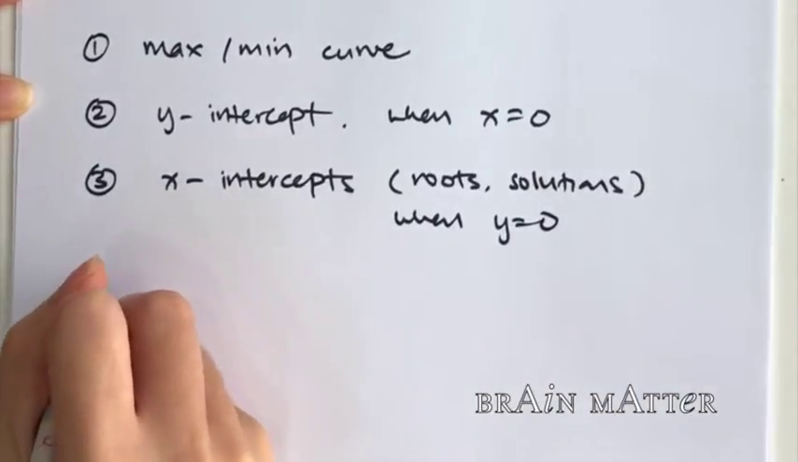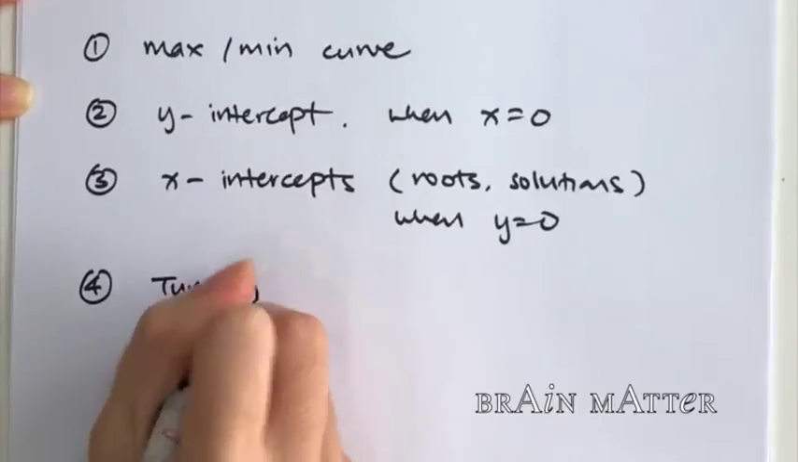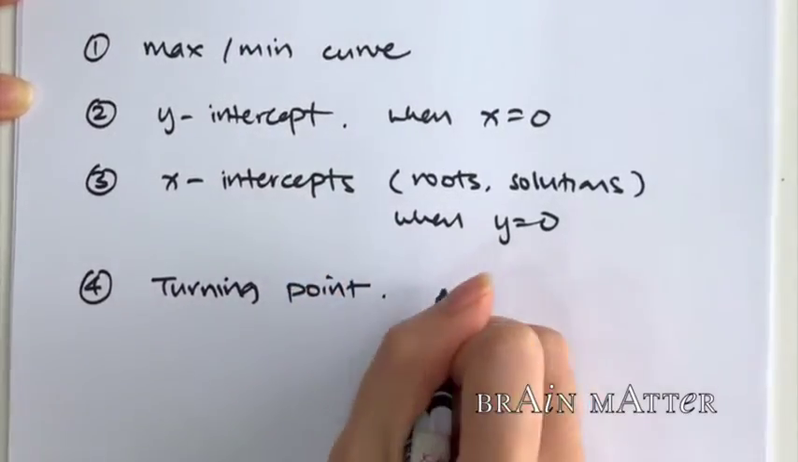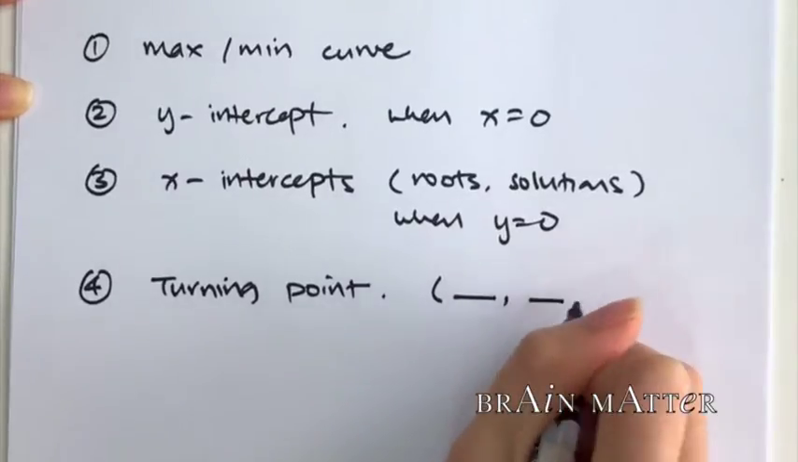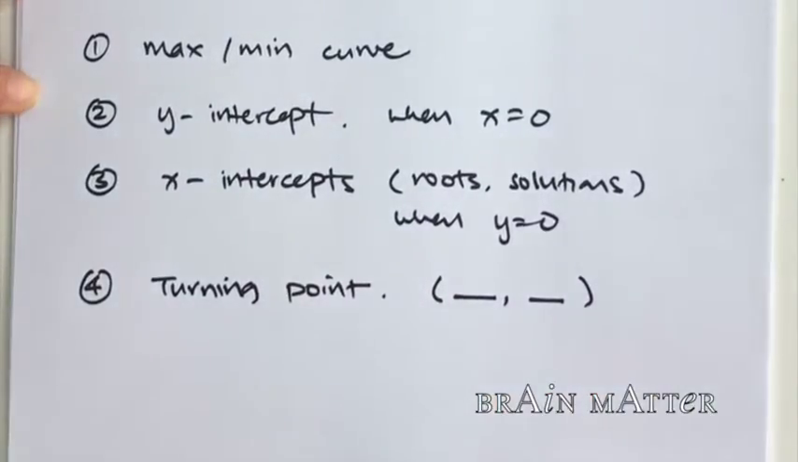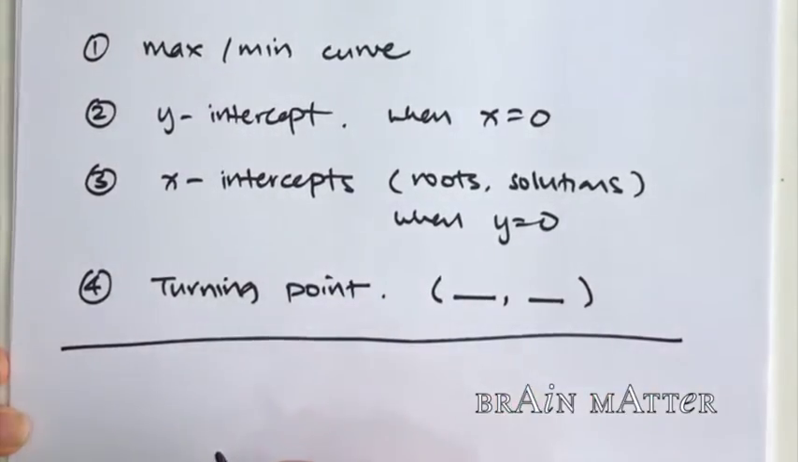The last one that we need to know will be the turning point. For quadratic equations, there will just be one turning point. And by turning point we mean the coordinates of it. Okay, so let's just start off with finding whether it is a maximum or a minimum curve.